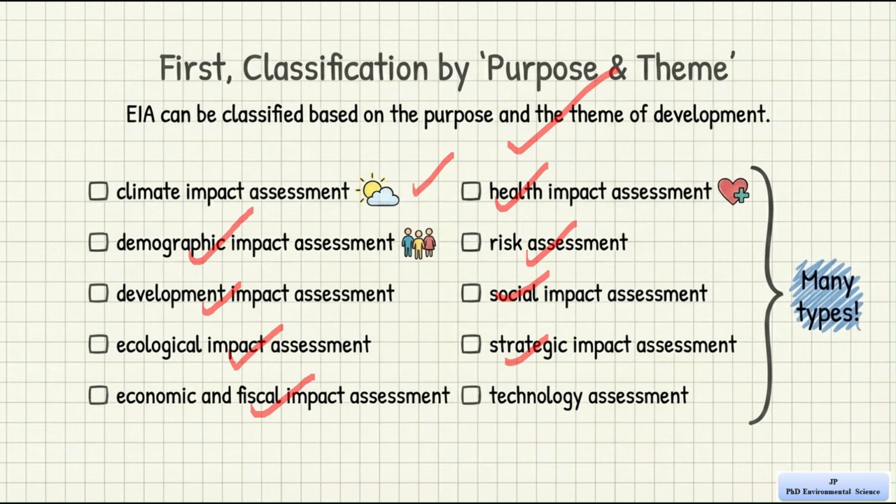Strategic impact assessment. It studies the impact of big plans, policies or programs. Example, government planning a new industrial zone. Technology assessment. It studies the impact of using new technology. For example, new machines may reduce pollution or increase it.